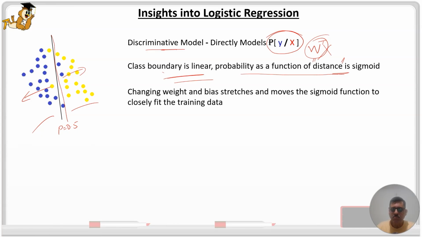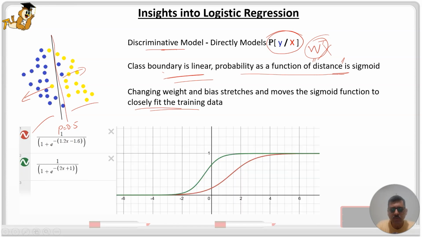Changing the weight and the bias stretches and moves the sigmoid function to closely fit the training data. So when you're iterating, when you're in the process of finding the best W, what is it exactly that you're trying to do? What happens? So let us say you had certain points that were mapped to +1, and some points that were mapped to zeros.